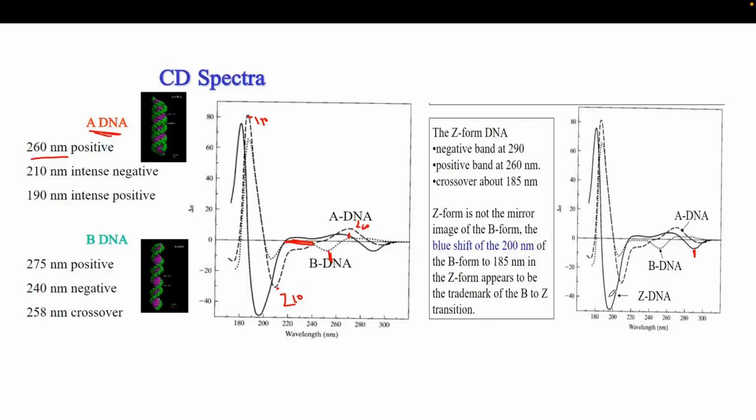Blue shift means it is moving to your left side. When it is moving toward the right side, then it is the red shift. Red shift means your protein molecule is more open towards the polar solvent, and if it is blue shift, your molecule is buried in nature. Very compact, it is not very much interacting with the water molecule. So this is about the Z-DNA.